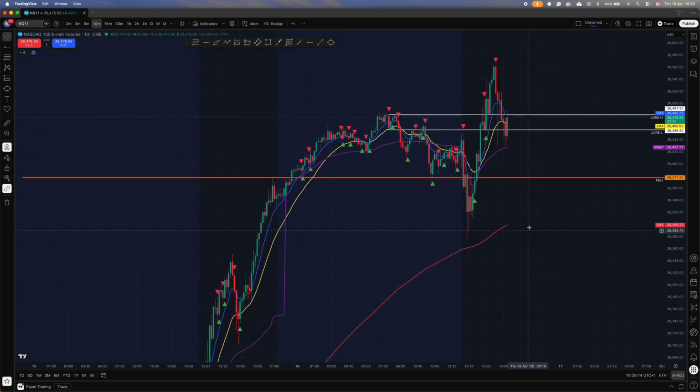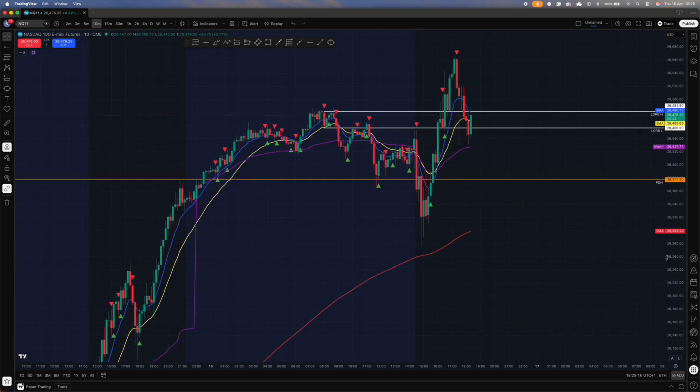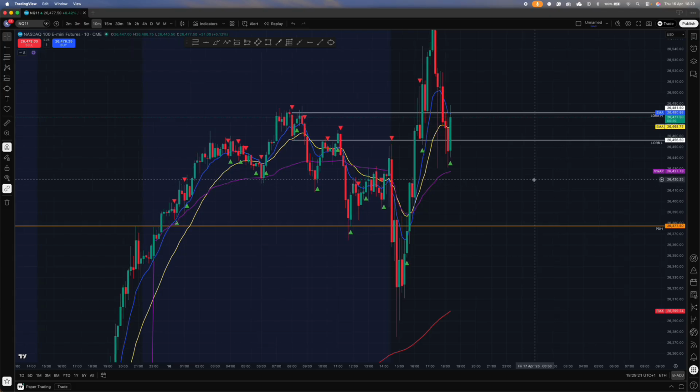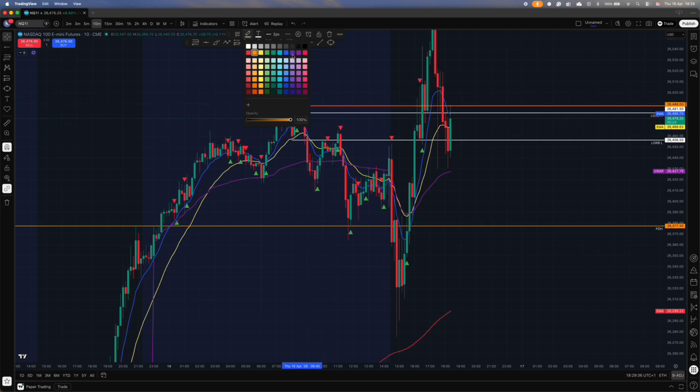Once I'm in a 10-minute chart, again, I want to know two things. I want to know where the low was and where the high was pre-market. So before the US stock market opens, before this candle prints, what's the high and what's the low? I want to just be aware of these key levels. Again, I will change these to a different color. Let's just make these purple.